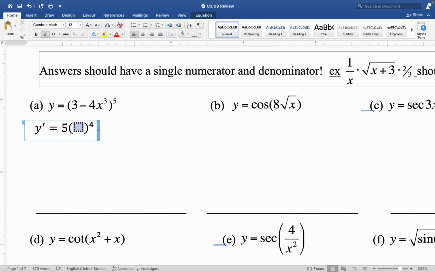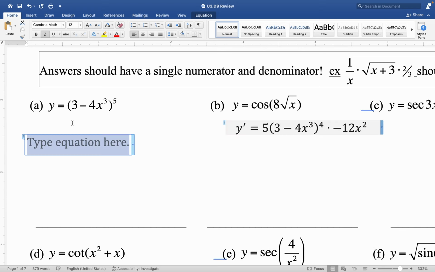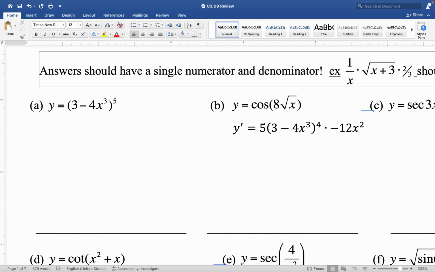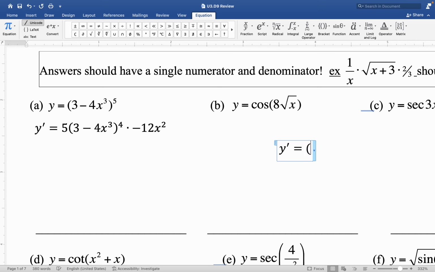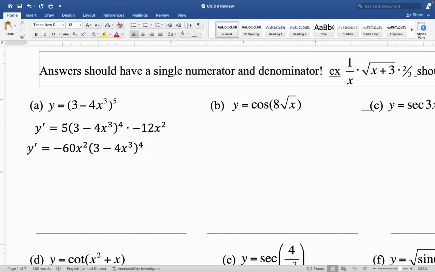What goes on the inside? Just the original inside function, but then we need to multiply by the derivative of the inside function, which I believe is negative 12x squared. This can all be simplified a little bit. Stop that. Stop rearranging my equations. That can be simplified a little bit by writing, well, the negative 12 times the 5, I think will give you negative 60. And then we have 3 minus 4x cubed all raised to the 4th. And then I should put the x squared somewhere. I don't know. You could put it up front if you wanted. It doesn't really matter too much.